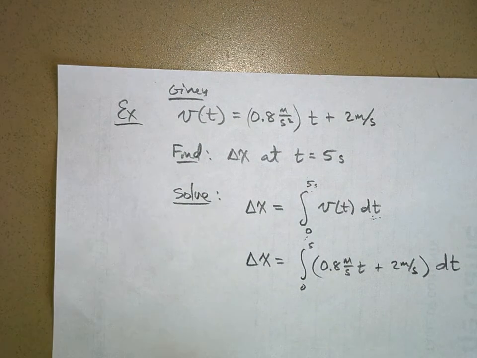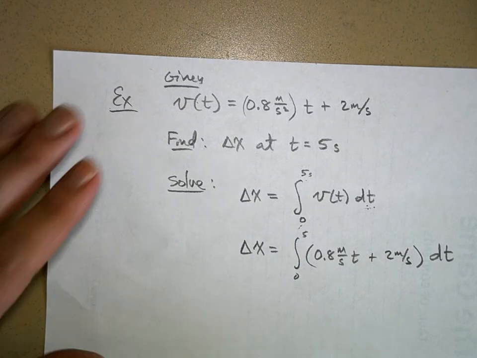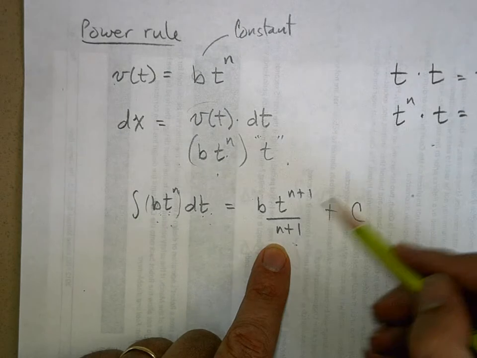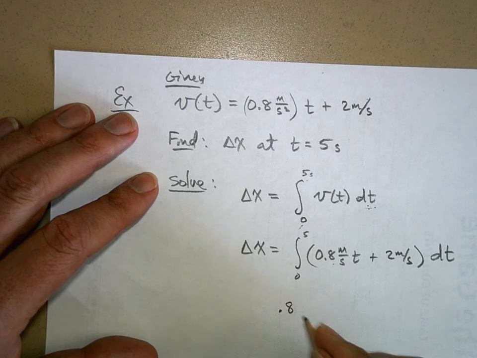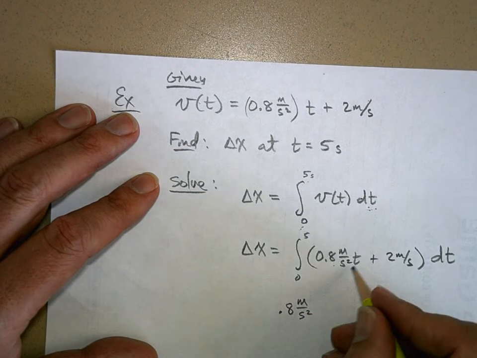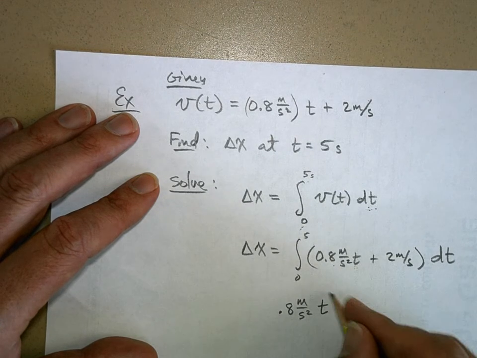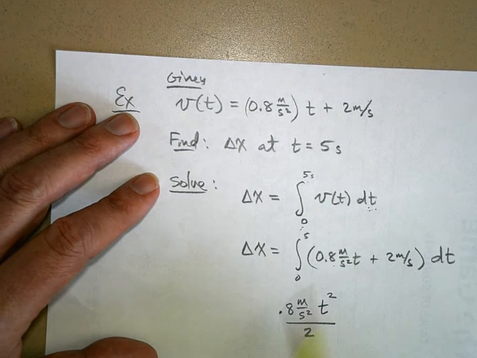Now I'm going to apply the power rule to this. And the power rule, as we just said, is this ugly thing right here. And so I'm going to say, well, this is my b for this one. And I'm going to say b is 0.8 meters per second squared, times time. But what is time times time? Time squared, but then you have to remember to divide by 2. So this is my expression for delta x.